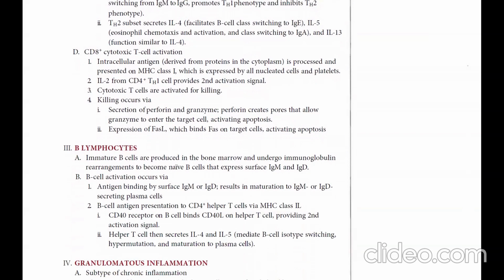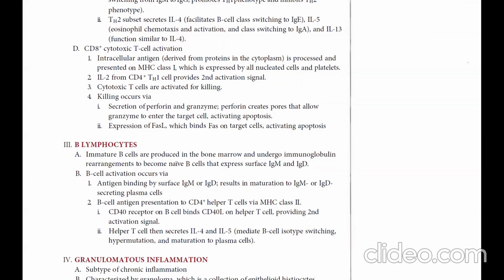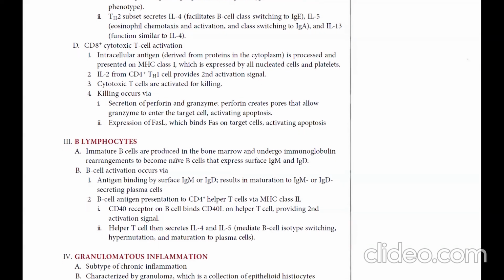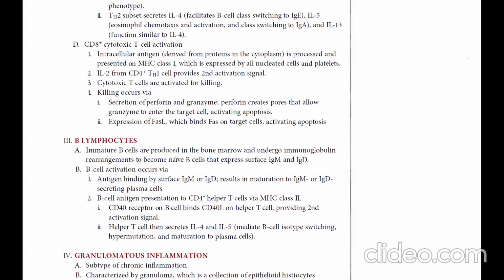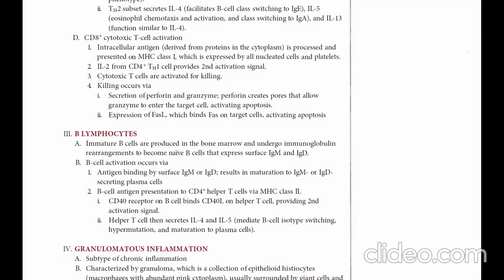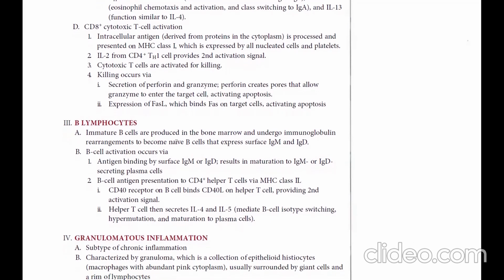B lymphocytes. Immature B cells are produced in the bone marrow and undergo immunoglobulin rearrangement to become naive B cells that express surface immunoglobulin M and immunoglobulin D. B cell activation occurs via antigen binding to surface immunoglobulin M or immunoglobulin D, resulting in maturation to secreted immunoglobulin M or immunoglobulin D.